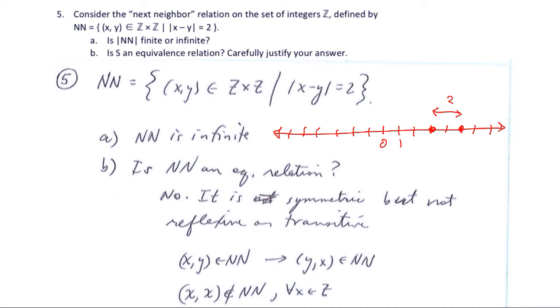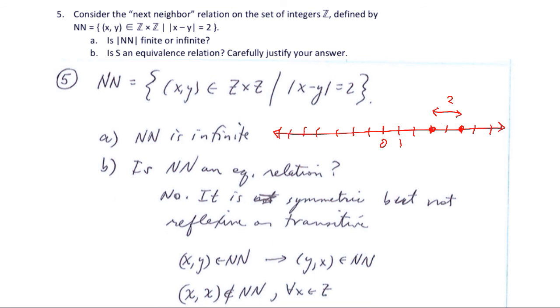Is it an equivalence relation? Carefully justify your answer. Well, to be an equivalence relation, it has to be symmetric, reflexive, and transitive. It is symmetric, and that's because if x comma y is in the relation, then y comma x is also in the relation. That's because the absolute value of x minus y is equal to the absolute value of y minus x. In other words, it doesn't matter the order you put the x and y inside absolute values, because either way we're going to take the positive value, and it's just the distance between the two.